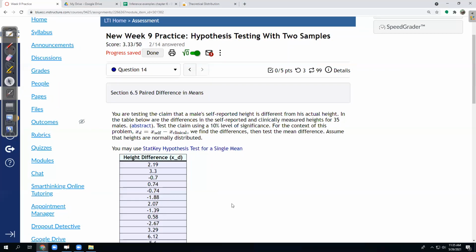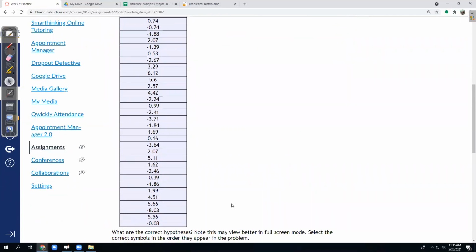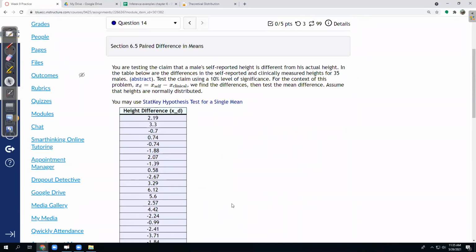I'm going to use the spreadsheet to do it. So here's all of the data. I'm just going to copy and paste it into a spreadsheet.